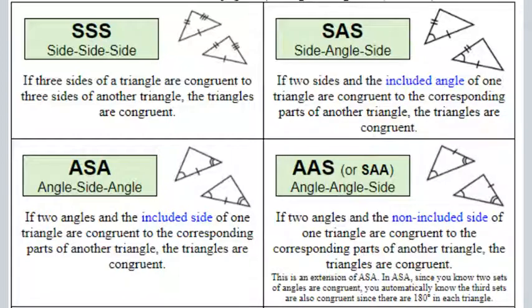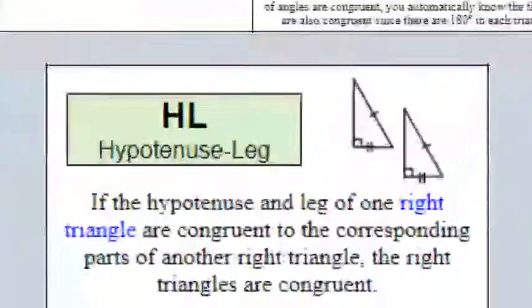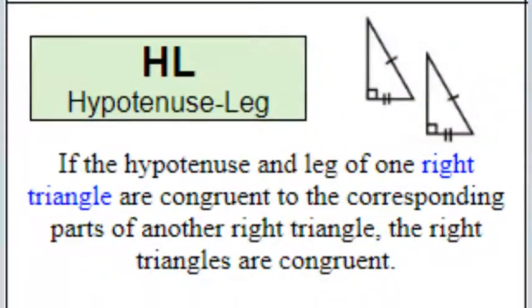Angle, angle, side. If two angles and the non-included side of one triangle are congruent to the corresponding part of another triangle, the triangles are congruent. And last, hypotenuse, leg. If the hypotenuse and the leg of one right triangle are congruent to the corresponding parts of another right triangle, the right triangles are congruent.